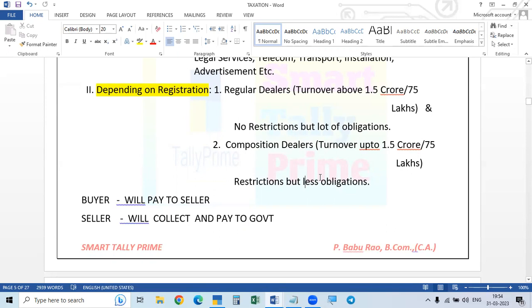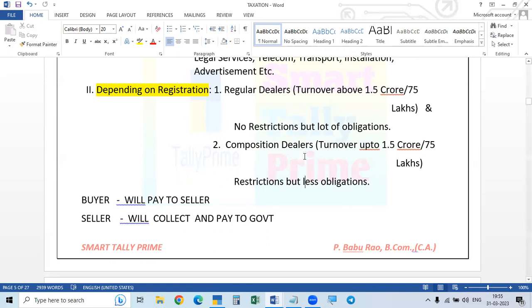What you collect is to be paid to the government. So when you are making the payment to the government, that is paying the output tax. The input tax we already paid is to be deducted. It will be adjusted and only the balance will be paid. That is why the tax we paid is taken back by us, and that is why it's called input tax credit. So we will get input tax credit.